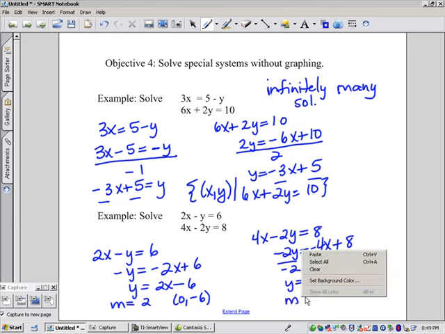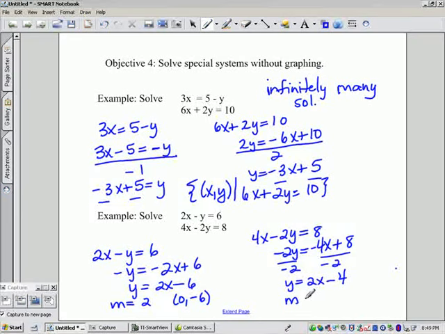So we have the slope is 2. And my y-intercept is (0, negative 4). So this is a case where we have the same slope but different y-intercepts. So which case does that correspond to? Yeah, the inconsistent case where they are parallel lines, or the case where there is no solution. Okay?